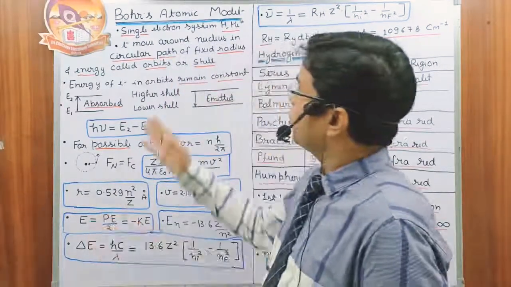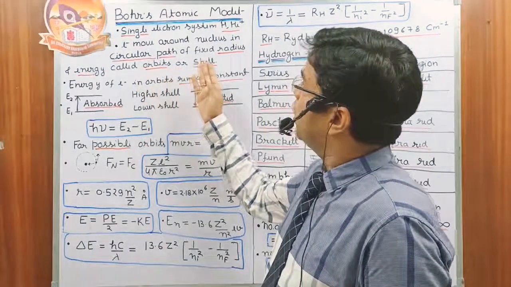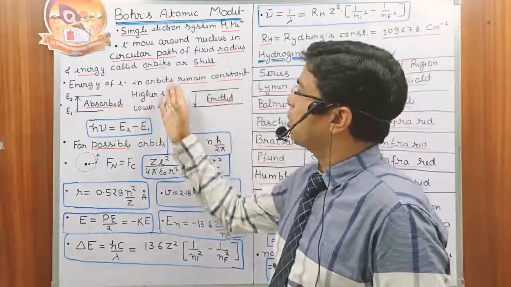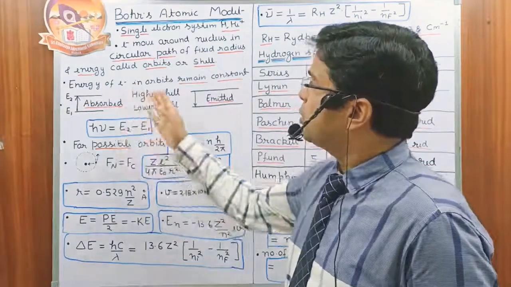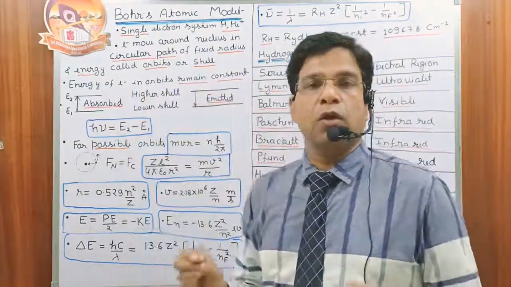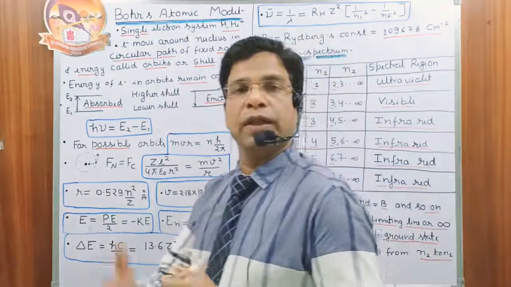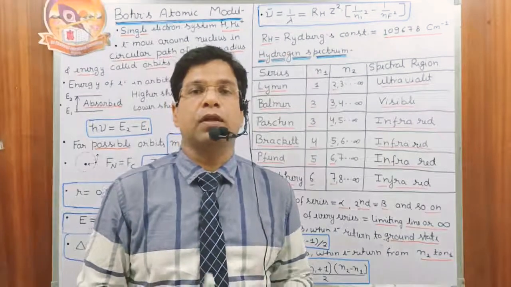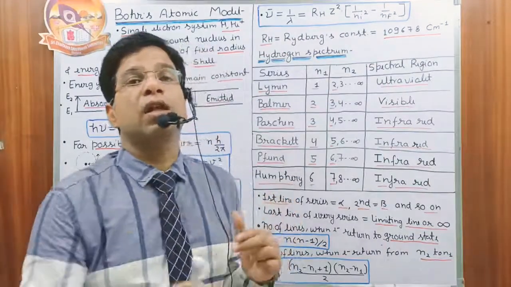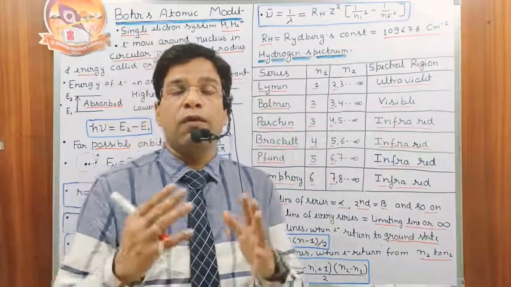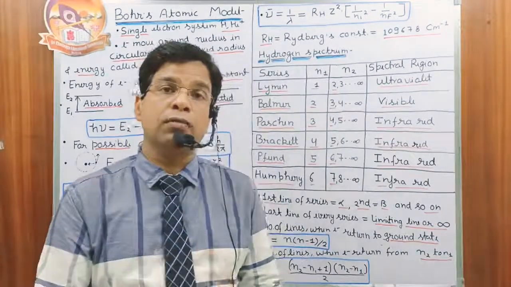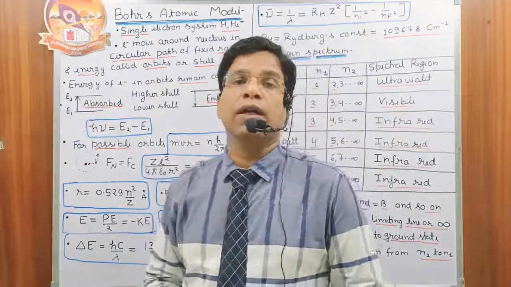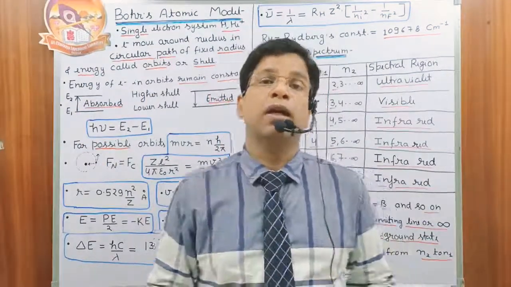Second point, electron moves around the nucleus in the circular path of the fixed radius and energy called the orbit or the shell. Energy of the electron in the orbit remains constant. Whenever the electron moves in these circular shells, energy of the electron always remains constant. There are a large number of shells around the nucleus. Whenever electron moves from the lower energy shell E1 to the higher energy shell, it always absorbs the energy.